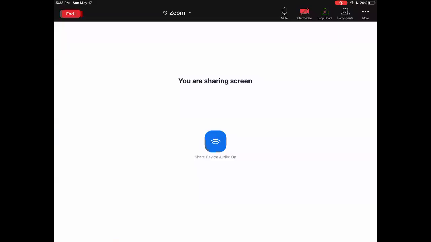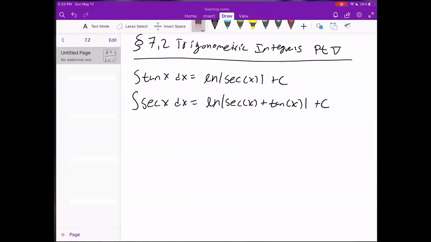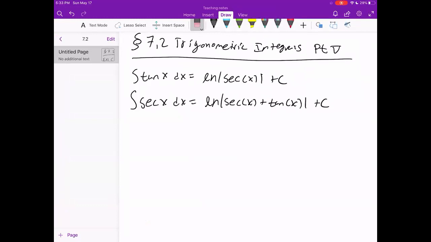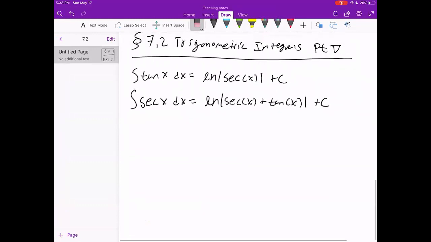Alrighty, so switch to the notebook. We're going to continue on with section 7.2, trigonometric integrals. This is part 5. There's a lot of information for this section, obviously. So I've written down a couple things from where we stopped last time.